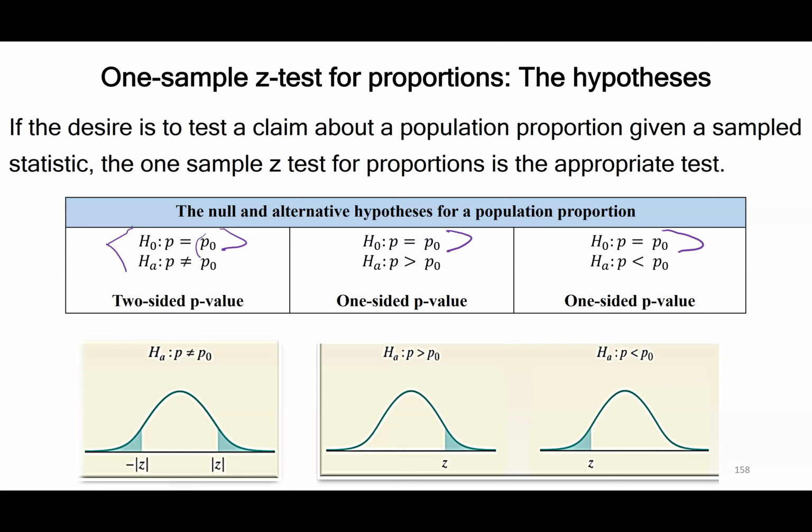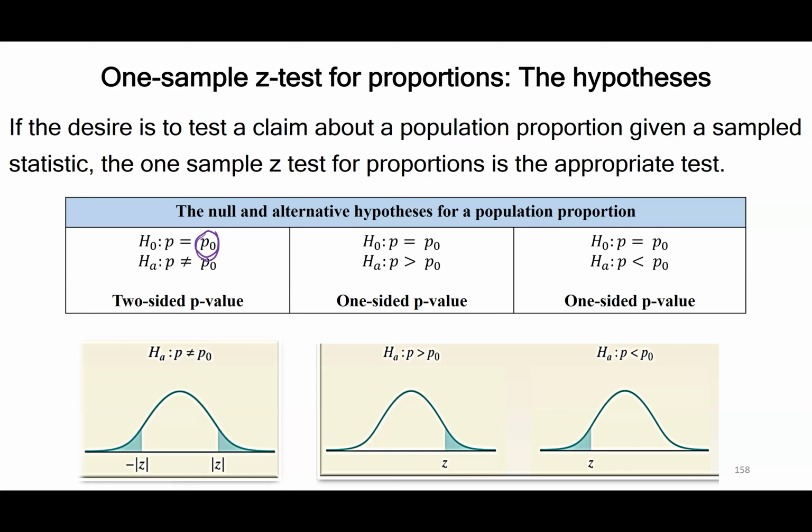This value P naught is just a number value, and this is a number value that should never come from the sample. This should be a claim or a value of interest, but it doesn't come from the sample itself. We never put any sample information in the hypotheses. In general, you should be able to write the hypotheses before you see any sample data. So if you're using sample information at all in the hypotheses, that's a big no-no.